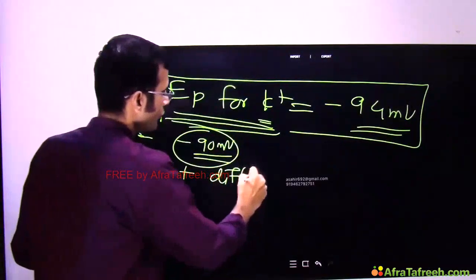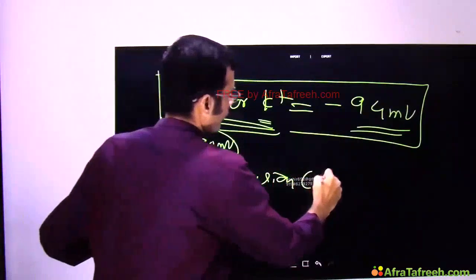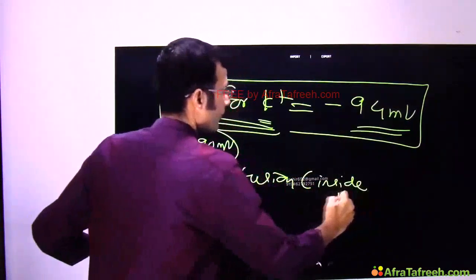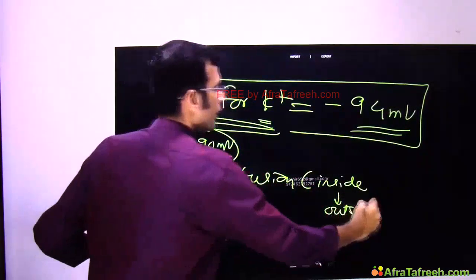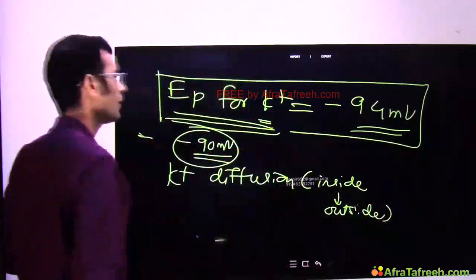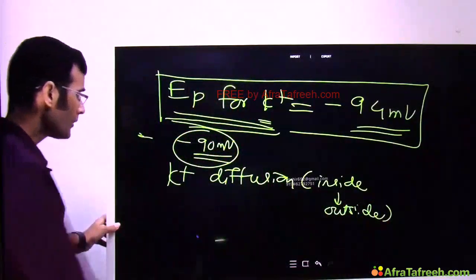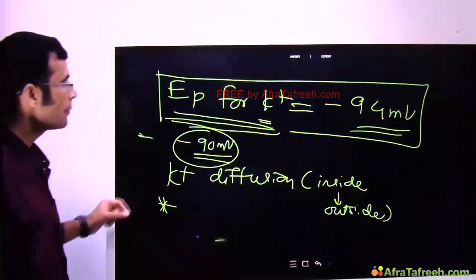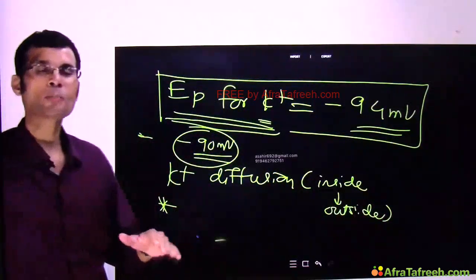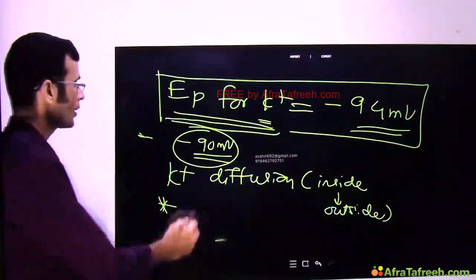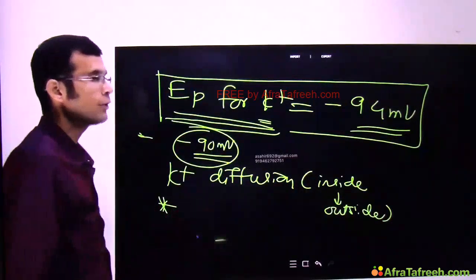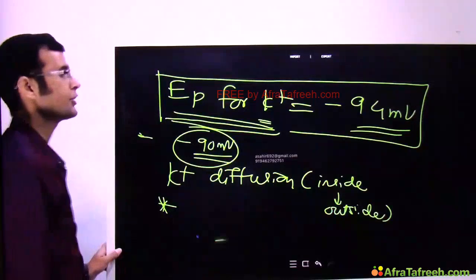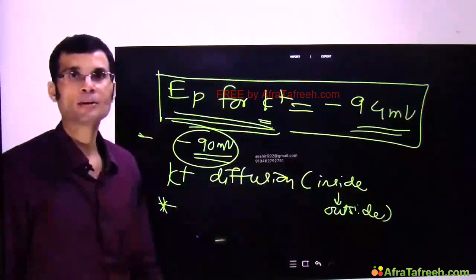Potassium diffusion from inside to outside is the greatest contributor to the development of RMP. And what is the reason for that? Reason is that membrane is much more permeable to potassium. Membrane is 50 to 100 times more permeable to potassium as compared to sodium.